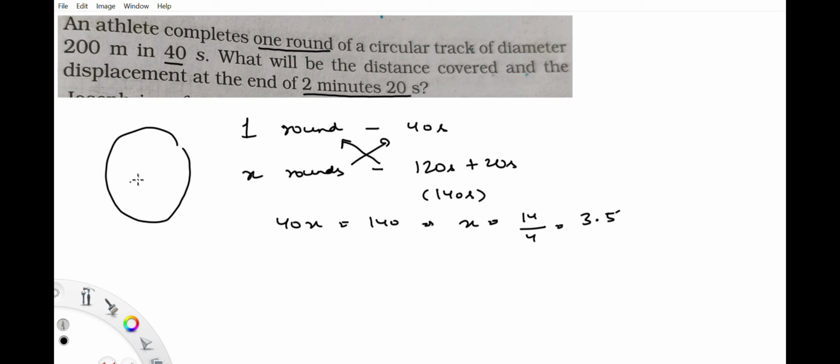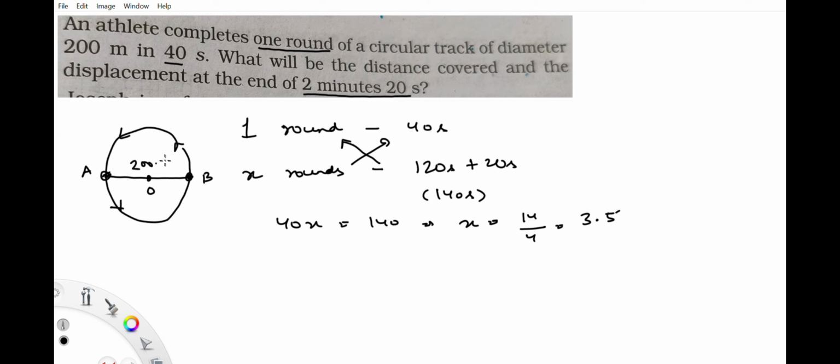So if I have a circle over here, this is the diameter of the circle, this is the center of the circle. If I start from point A and go back to point A, that is one full round. I do the same process once again, that is another round. I do it once again, that is the third round, and now it's 3.5 rounds. So I have to consider the half round, which is starting from point A and moving to point B over here. So after 3.5 rounds, I will be at point B.